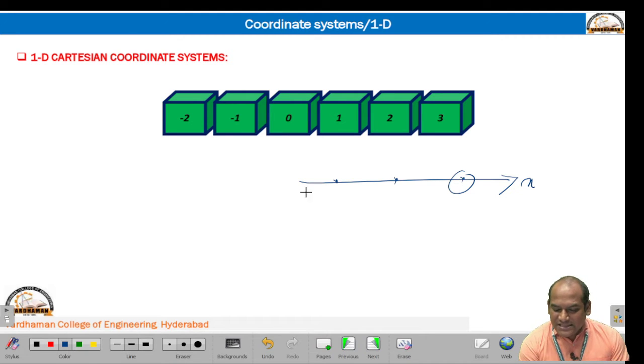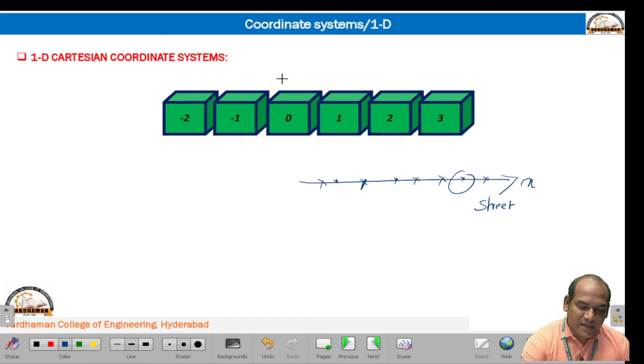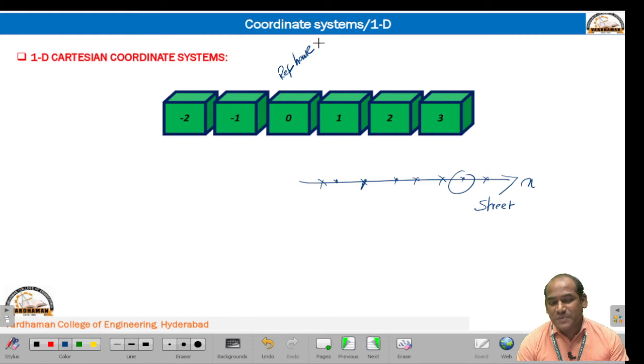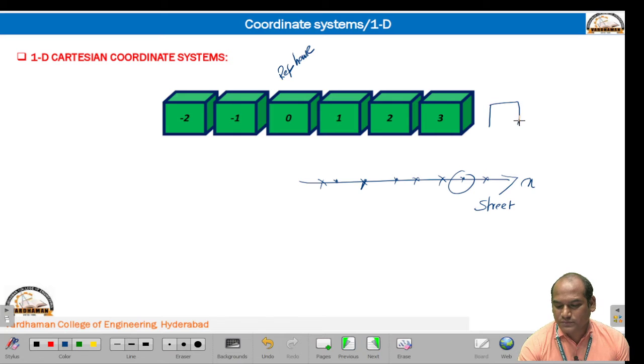So, assume this is a street. In this particular street, many houses are there. Assume all these points are nothing but houses. In order to specify one particular house, I need to take a reference house. I am taking this as my reference house, and I need to specify my friend's house. I need to represent my friend's house.